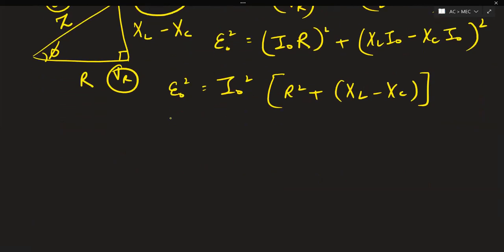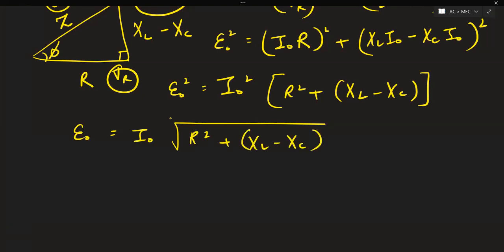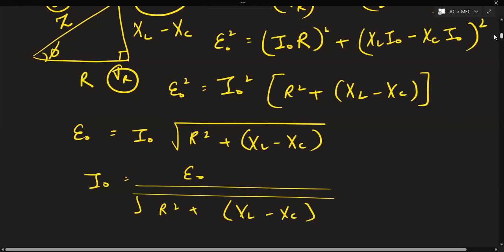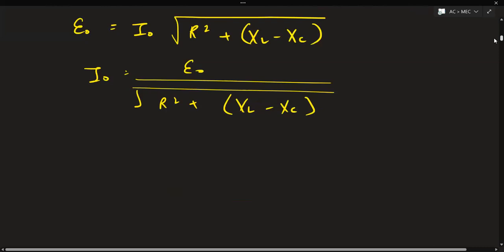Now class, if we just remove the square, if we just put the under root on everything, we get E naught as I naught under root R square plus XL minus XC. From here, if I bring this term in the denominator, I naught will be equal to E naught divided by root of R square plus XL minus XC. Class, are you able to notice that this is the resistance that has occurred?